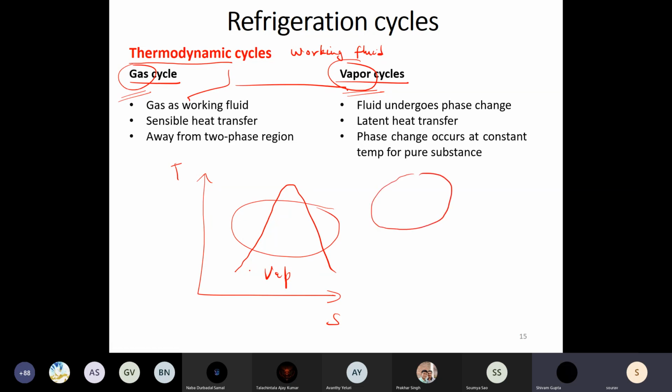This T-S diagram is for the working fluid. It could be water, it could be air, it could be a refrigerant, it could be helium, hydrogen, any gas or any fluid that you can think of. If you are working in this region where you can have phase change, then the cycle is vapor cycle. If you're working far away from this dome, the entire cycle is somewhere here, then it is classified as gas cycle.